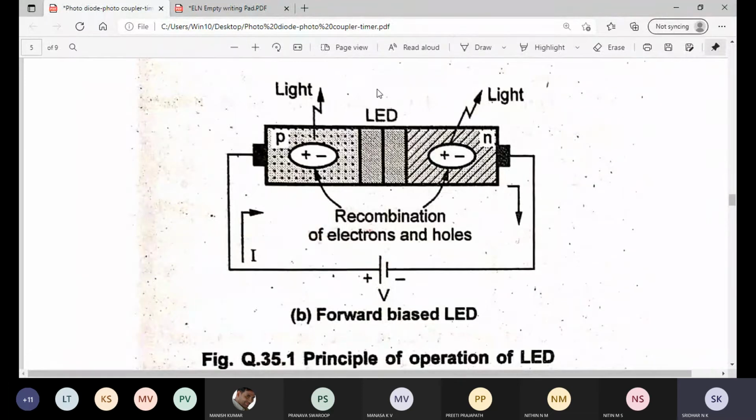And one more thing that you need to understand is there are different colors in case of LED, correct? There are different colors that are available in LED. How are these colors formed? That you need to understand.